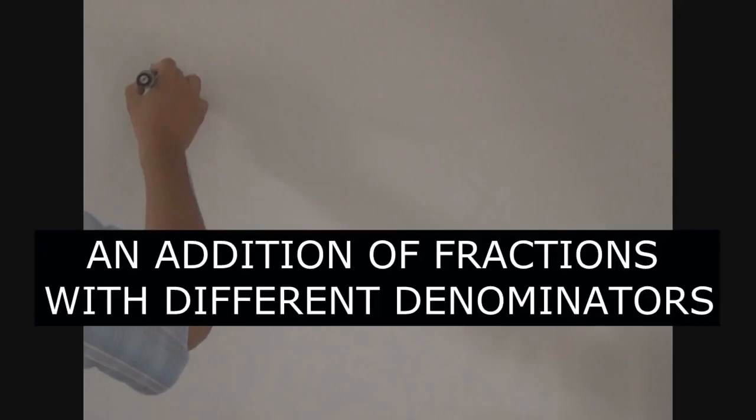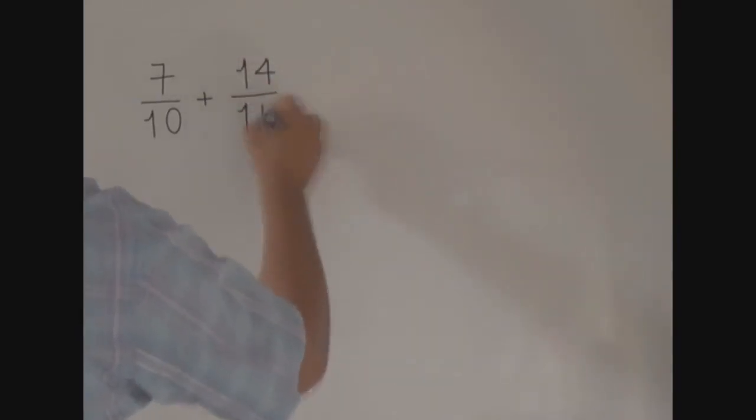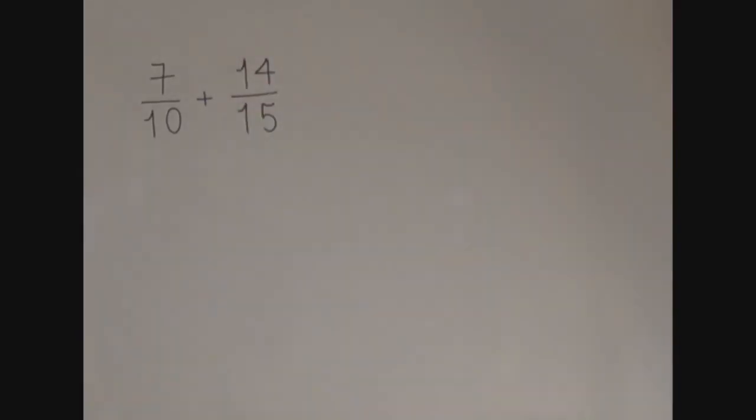of fractions that have different denominators. The fractions we have here are 7 over 10 and 14 over 15. The denominators of these two fractions are 10 and 15. These denominators are different. How do we add these fractions that have different denominators?